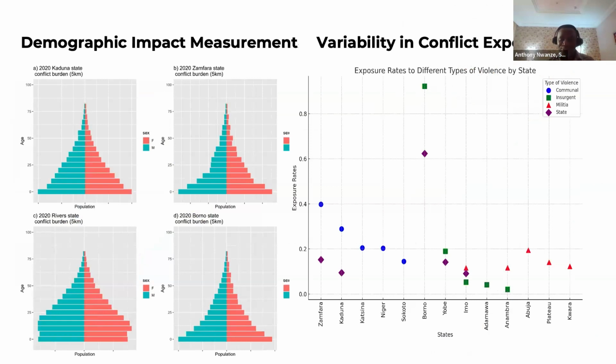For example, in Borno State, where we have extremely high insurgent activity, as well as state violence, meaning government trying to respond to the activities of the armed groups, there is likely an increased risk of children being subjected to recruitment into armed groups, abduction of children, and attacks on schools, including hospitals. The presence of state forces suggests that children in this area might be at risk of witnessing or being caught in crossfire during state operations against insurgents or other armed groups.